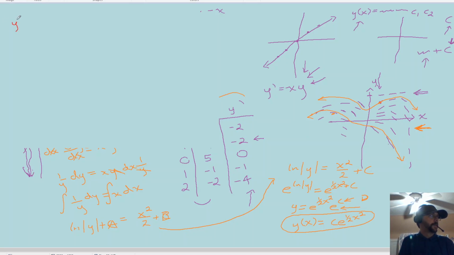All right, so our differential equation that we started with was the derivative of y equals x times y. And then the solution for that is y equals c e to the 1/2 x squared. Okay, so we'll kind of save that for right now. And the rest of this I want to delete.